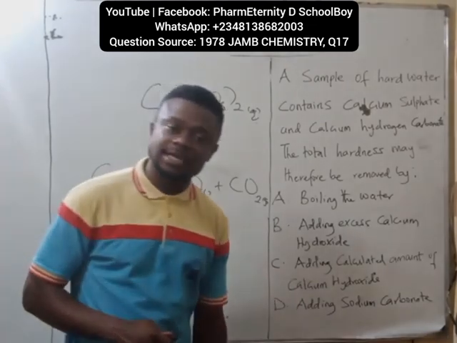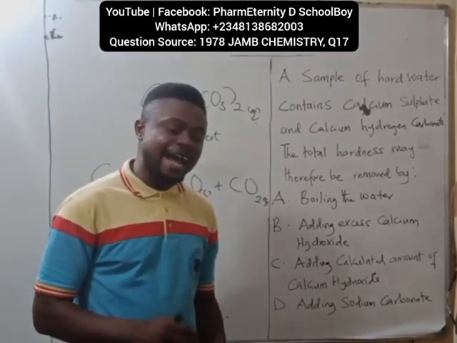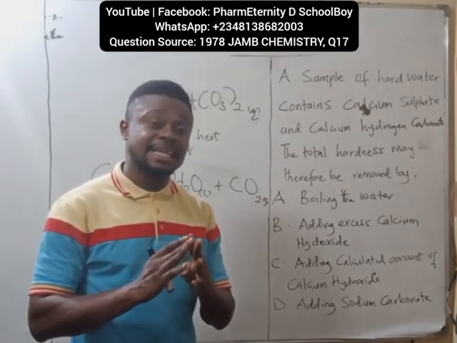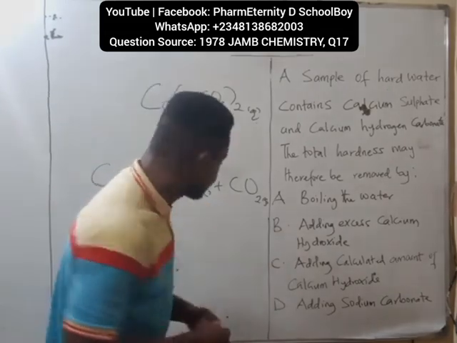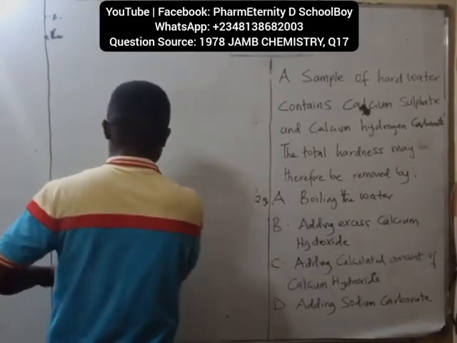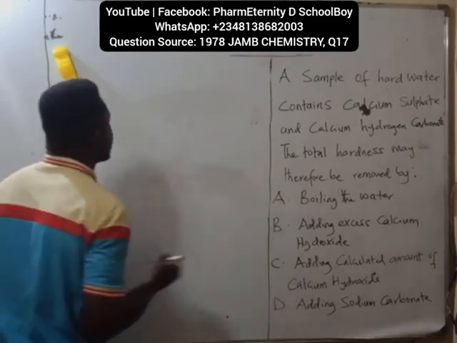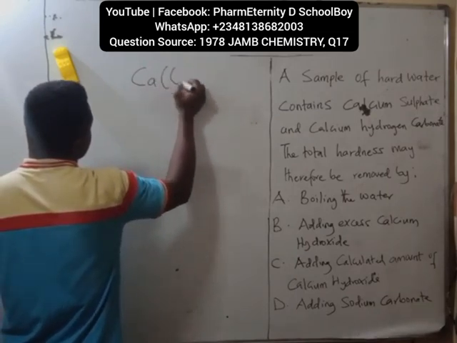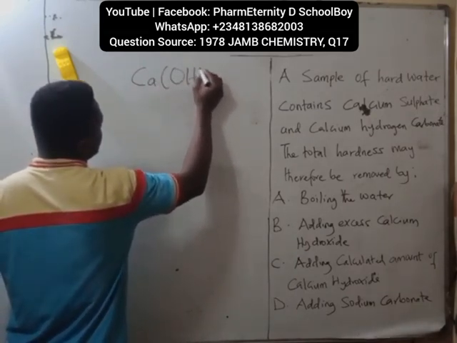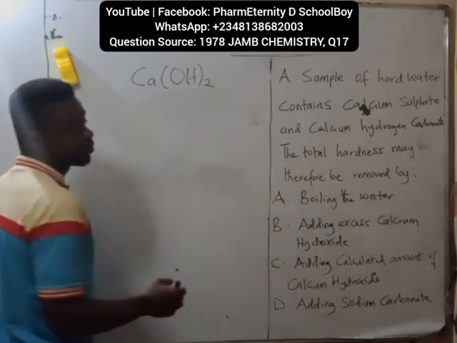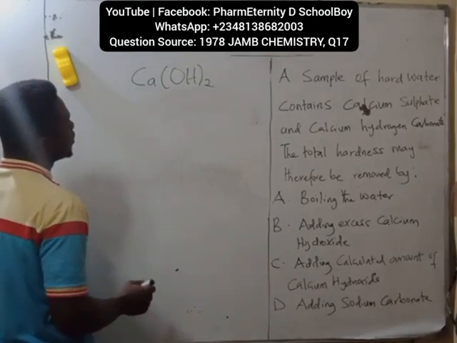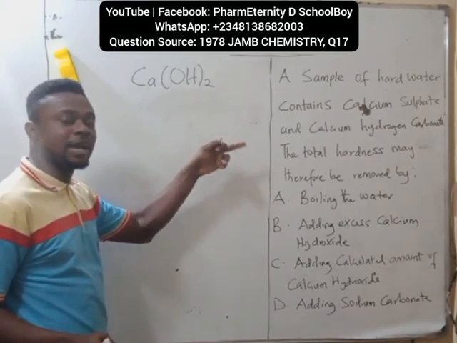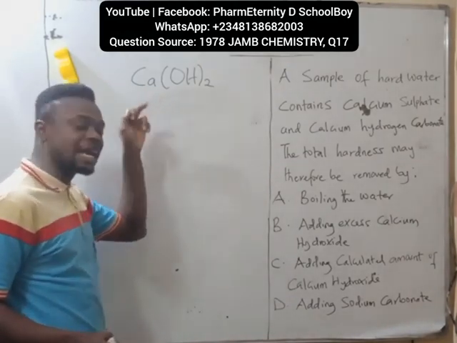The temporarily hard water can also be removed by adding a calculated amount of slaked lime. Slaked lime is calcium hydroxide. Now, to remove the temporary hardness from water, you can add the calculated amount of this slaked lime.